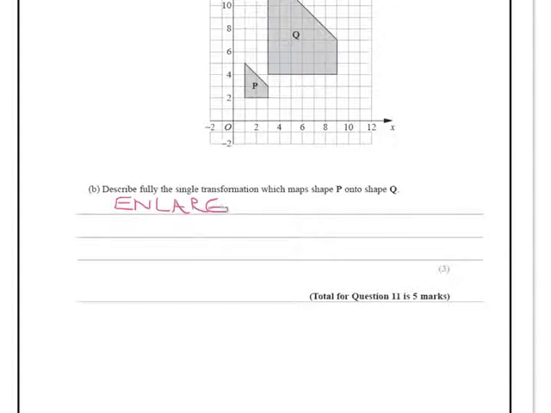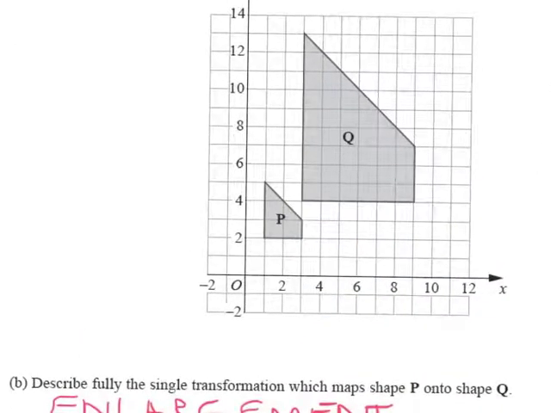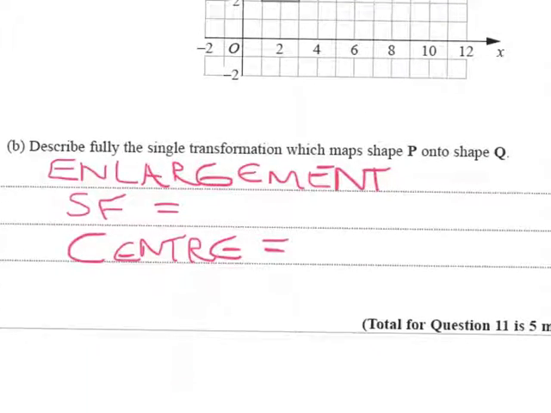When we are describing transformations, we need to include some key bits of information. Now when we're talking about enlargement, there's 2 things we need to look at. It's the scale factor and the centre of enlargement. Okay, so the scale factor is first of all how much has been enlarged by. Well, if we look at the size of this shape, we can see that P is 3 squares high, and we can see that Q is 9 squares high. Well, that means the sides of P have been multiplied by 3. So the scale factor is 3.